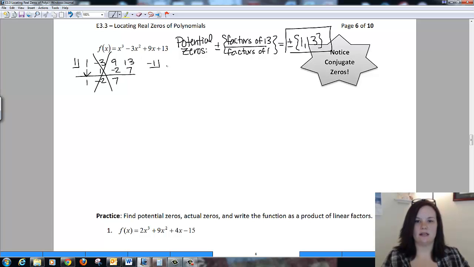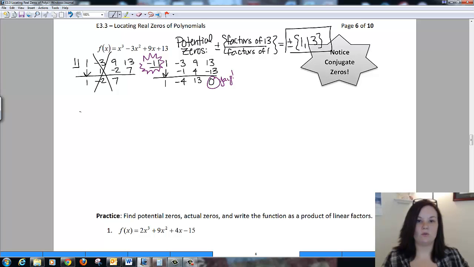Let's look at negative 1. Negative 1, I have 1, negative 3, 9, 13. Bring my 1 down. 1 times the negative 1 in my box is negative 1. I combine down, I get negative 4. Negative 4 times the negative 1 in my box is positive 4. Combine down, I get 13. 13 times the negative 1 in my box is negative 13, and I get 0. Yay! So that means that this one is a 0. So I know that negative 1 is a 0.